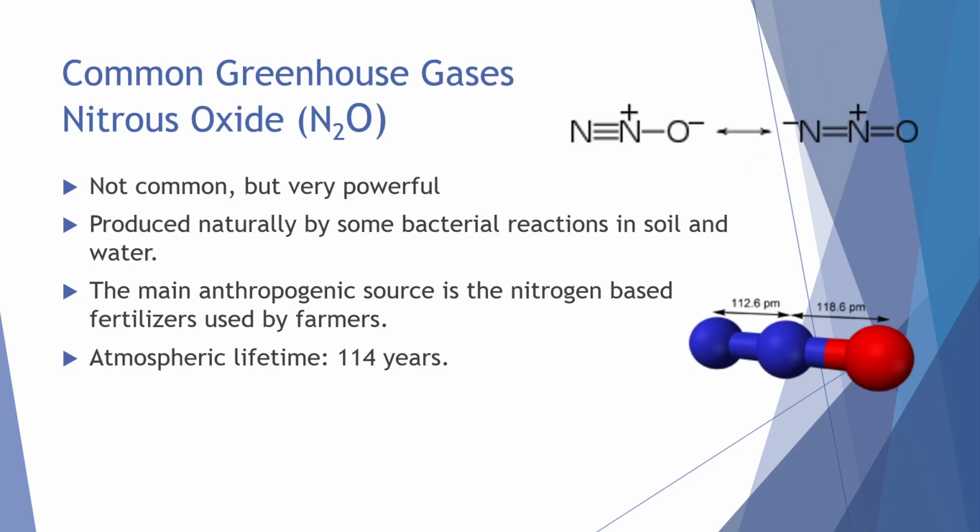Nitrous oxide, or N2O, is not as common as the previous ones, but it is much more powerful. It can absorb about 300 times the thermal energy that carbon dioxide can. N2O is produced naturally by some bacterial reactions in soil and water. But the main anthropogenic, or human-caused, source is nitrogen-based fertilizers, which are used a lot in farming.